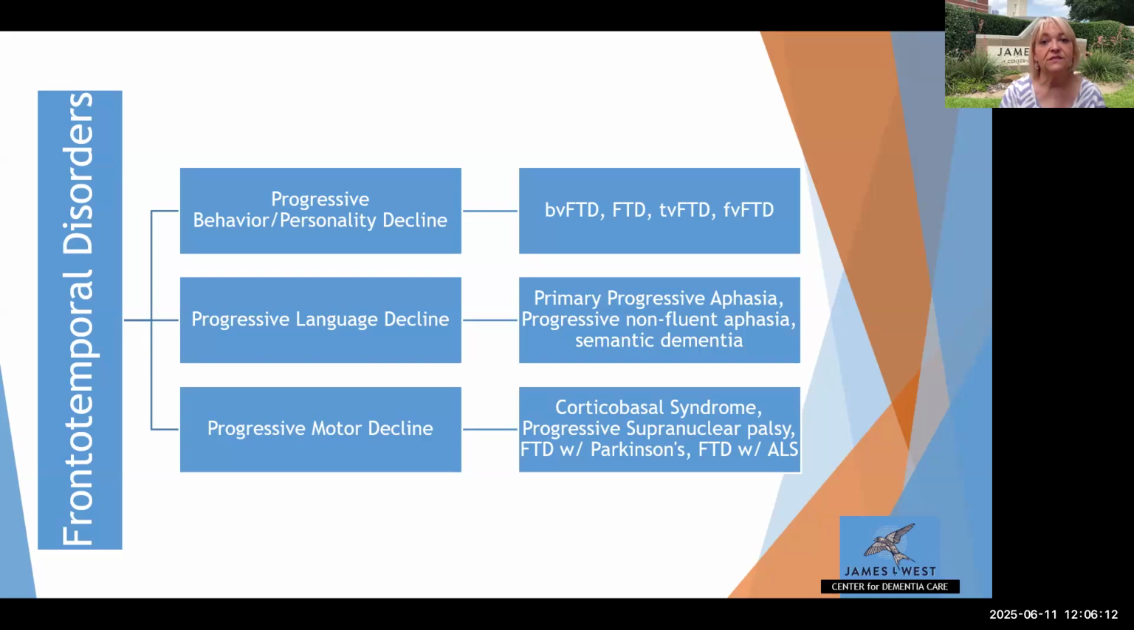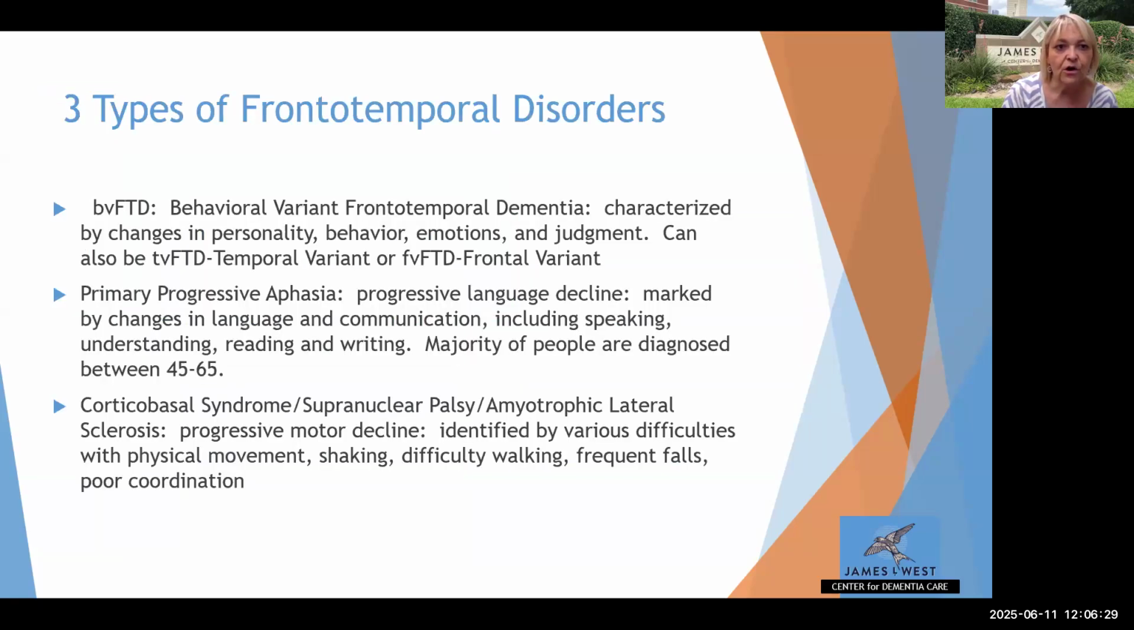So yes, a person can have two different types of dementias at the same time. It's called mixed dementia, but a person can also have two different diseases at the same time, just like a person can have two different cancers at the same time or four different cancers at the same time. A person can have multiple dementias going on. These are the ones that we see the most often. Again, it's going to break it down just like that graphic showed.